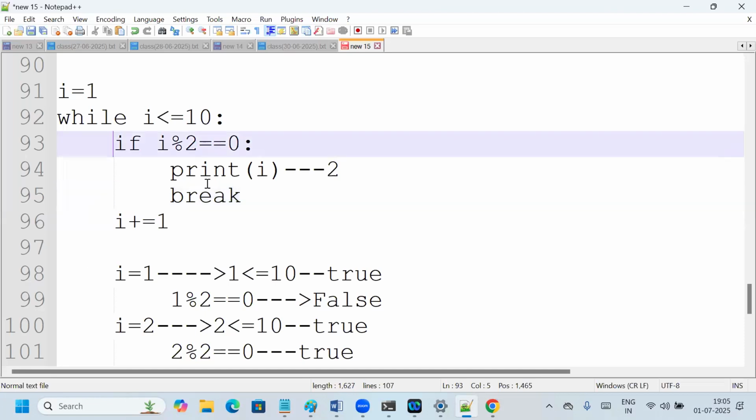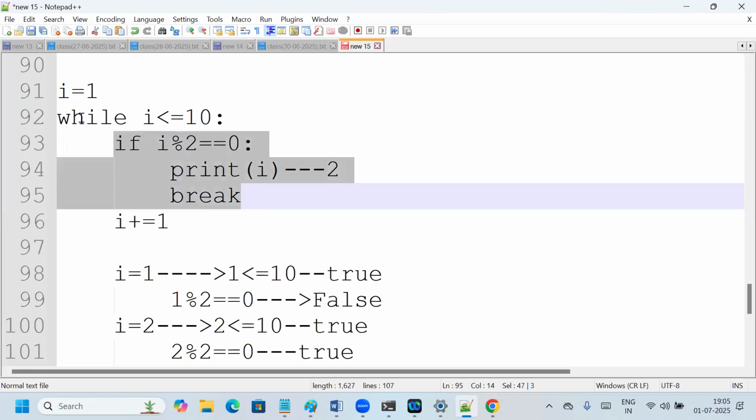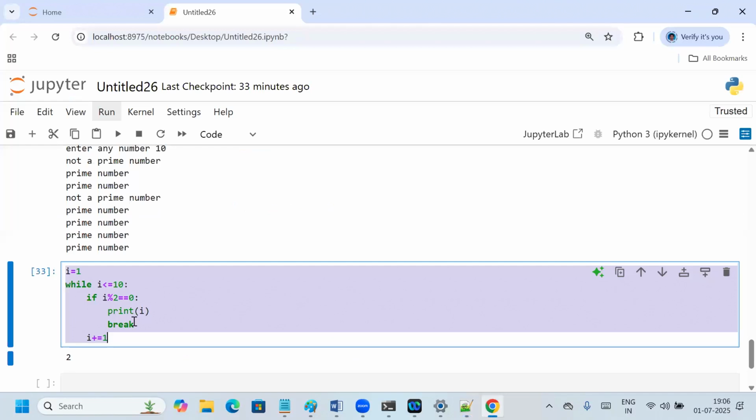So in which block is your break? It comes under the while block, guys. So the cursor will come completely out of this while block. So what is it printing? Only 2. When the condition becomes true, the break will be encountered and it will come out of the loop, guys. So what is the use of break here?